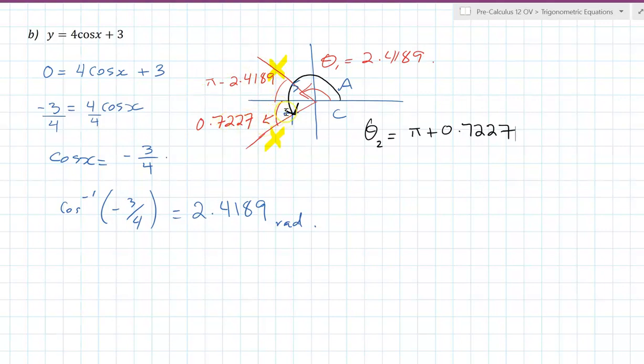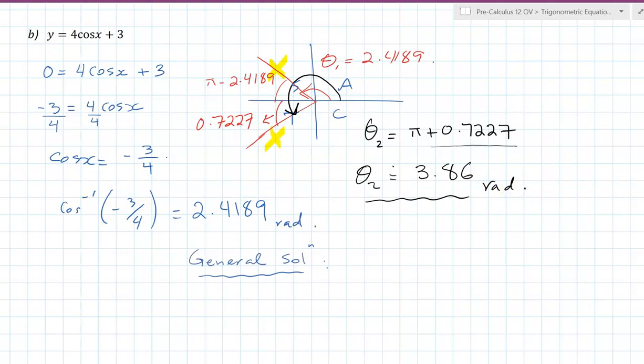It's the same reference angle. So we want to find the standard position angle in the third quadrant. So all you have to do is pi plus 0.7227, and whatever that is, which would be theta 2, it will be approximately 3.86 rad.